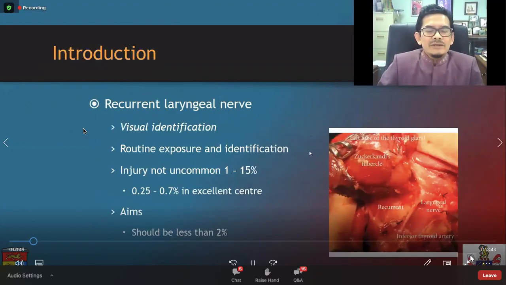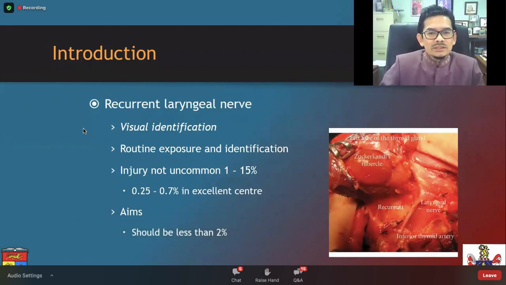So we are very familiar with the recurrent laryngeal nerve that we normally identify visually during thyroid surgery. We routinely expose it to identify it. But the injury still happens even in good centers. Injury ranges from 1 to 15%. But in an excellent center, the injury can be as low as 1%. So we are aiming for something less than 2%.